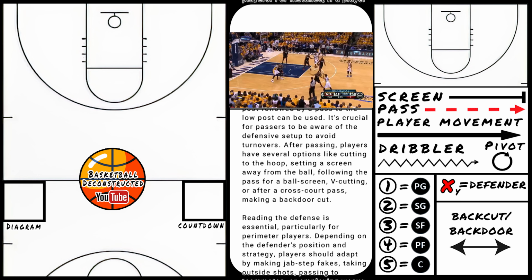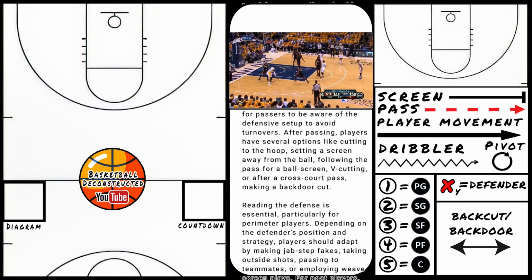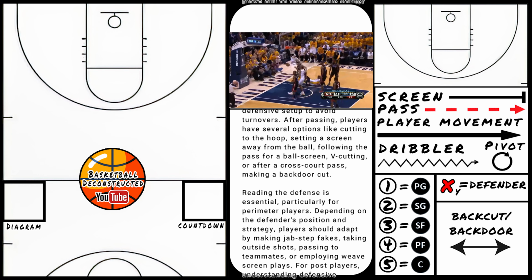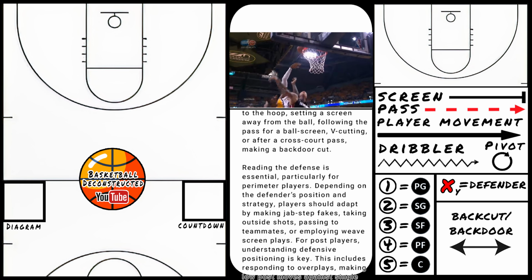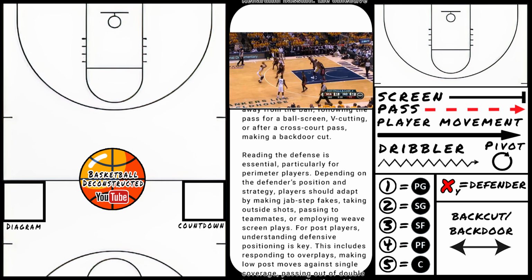After passing, players have several options like cutting to the hoop, setting a screen away from the ball, following the ball for a ball screen, V-cutting, or after a cross-court pass, making a backdoor cut.